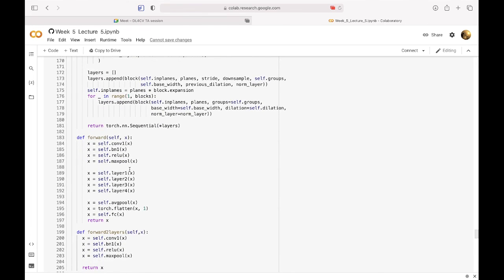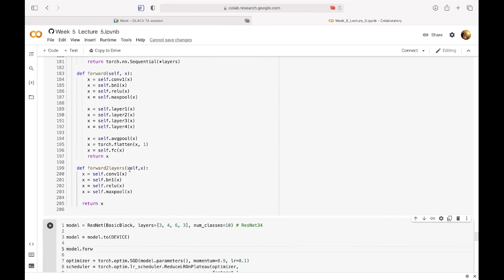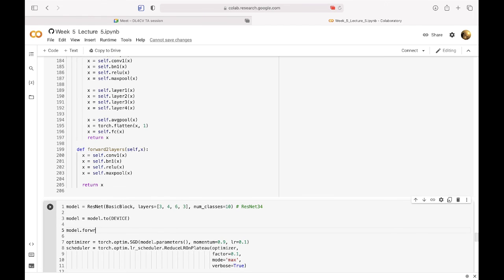Forward is the default one. If you don't use anything, it will just call forward. So if you want to extract specific things, you can always do this. Okay, thank you. I'll pass my image to forward_two_layers, and then I'll get my feature maps. You can use those feature maps to visualize them or do any analysis on them.